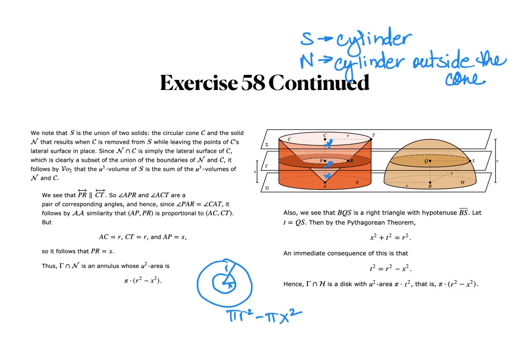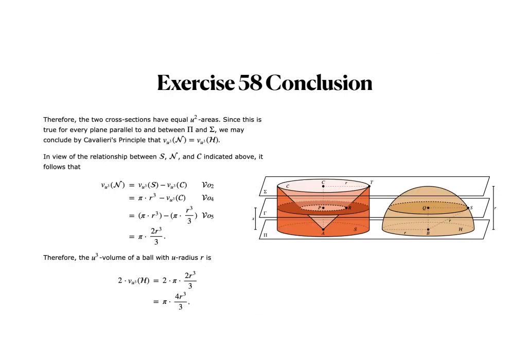Look how cool that is. These are the same. So the area of this half donut, or this donut shape here, is the same as this disk here. So those cross sections have the same area. So therefore, the two cross sections have the same area, just like what I said. Since this is true for every plane parallel to and between pi and sigma, we may conclude by Cavalieri's principle that the volumes are equal. The volume of this part outside my cone is equal to my half ball.